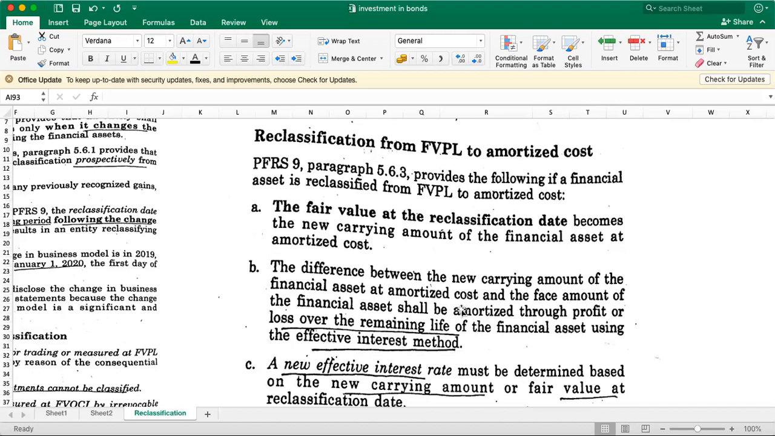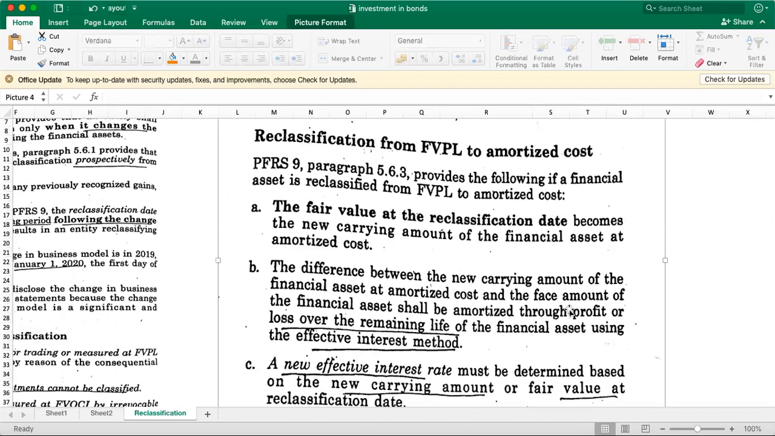But the question now, how do we compute the discount and the premium? So ito lang, the difference between the new carrying amount or the fair value at reclassification date compared natin doon sa face amount natin of the bonds or the investments. So, magkano yung face amount compared doon sa new carrying amount natin, then that's the premium or discount. So, if the new carrying amount is greater than the face amount or the principal of the investment in bonds, okay, so there is premium, di ba? Sobra yung binayaran, kumbaga, sobra yung carrying amount compared dun sa face value.